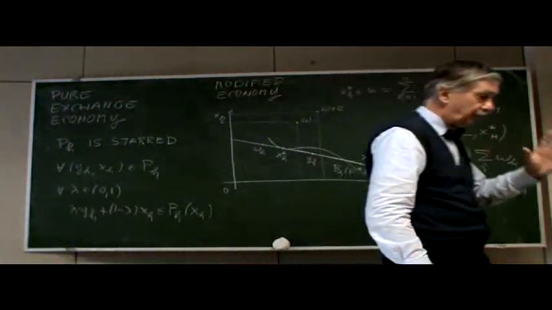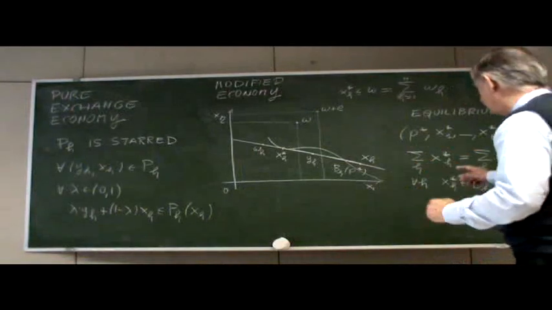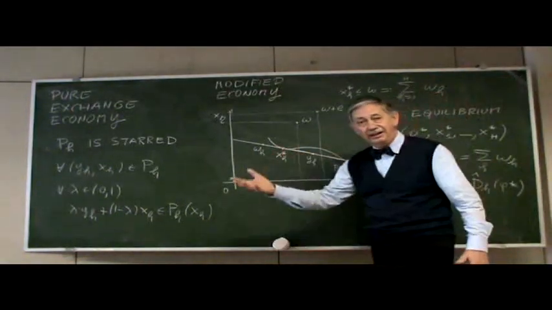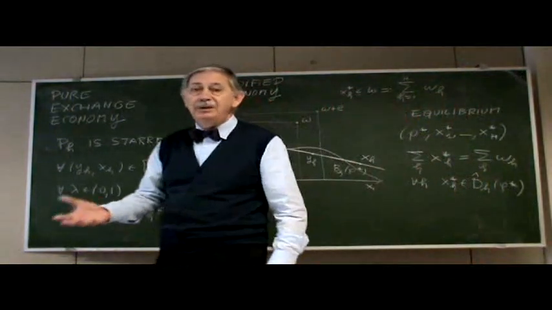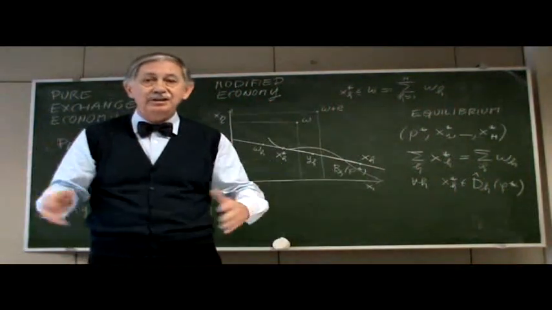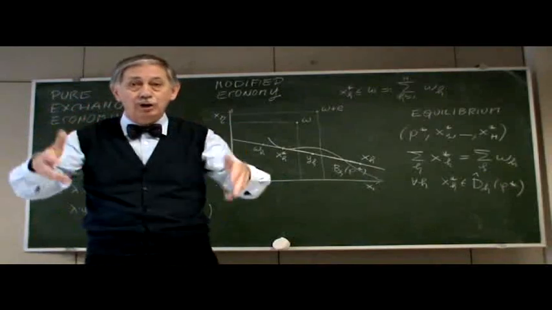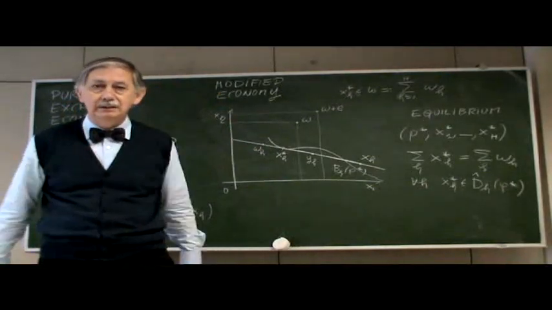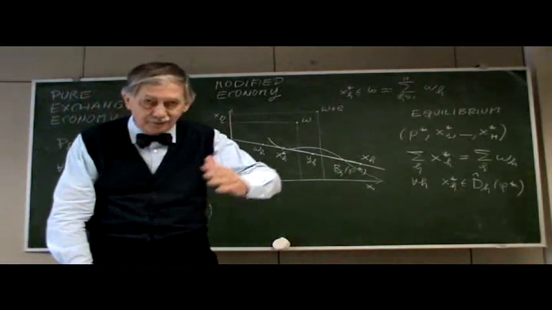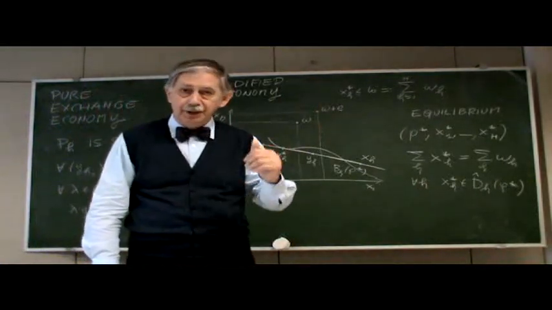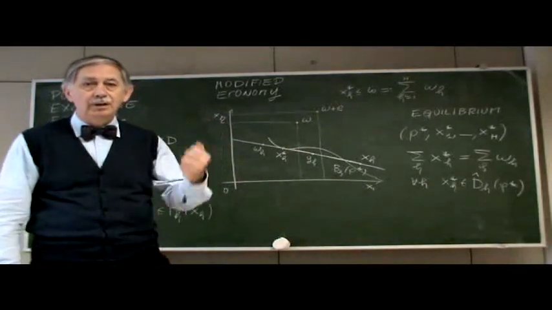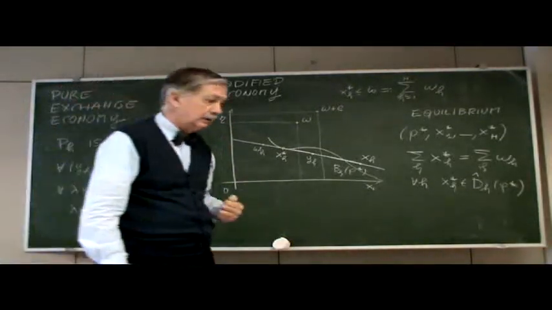Therefore, it is impossible that in the real budget constraint there is a point which is preferred to X star H. And this means that X star H is the optimal point also in the real budget constraint. This is the result. Since this holds for every consumer, the equilibrium of a modified economy is also an equilibrium for the original one.